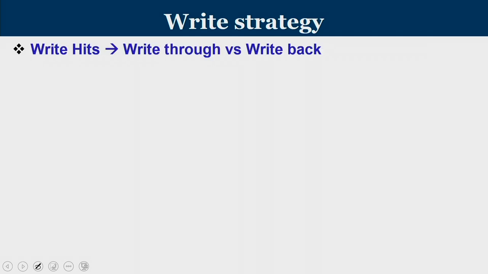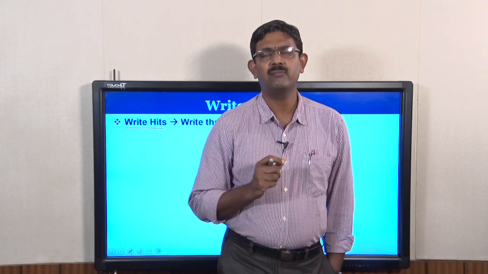Now, we move on to write strategy. When you access cache memory, you access it either to perform a read operation, meaning I have to take some value from the cache, or for a write operation. If it is a read operation, I can have two outcomes, read hit or read miss.